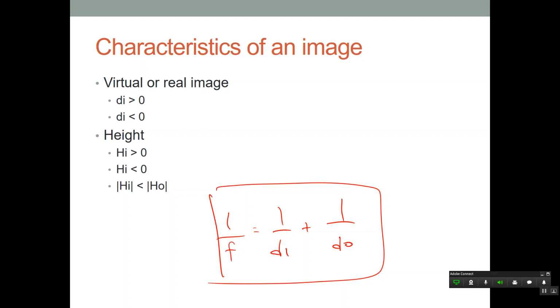So what does it mean when the image distance is greater than 0? Does it mean it's virtual or real? Remember this? Real, exactly. And if it's less than 0, then it's the other one. It's going to be virtual. So here we can write down real image, and here we're going to write down virtual image.